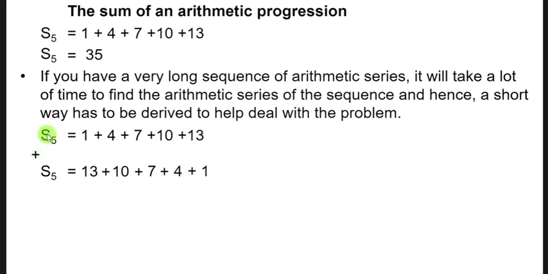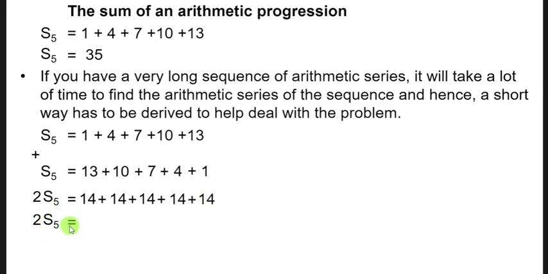Then we add S5 plus S5, which gives us 2S5 equals, and we start adding corresponding terms. 1 plus 13 gives us 14, then plus 4 plus 10, 14, then plus 7 plus 7, 14, then plus 10 plus 4, 14, then plus 13 plus 1, which is 14. So you discover that we find the same term throughout.